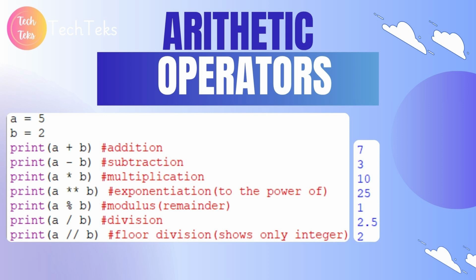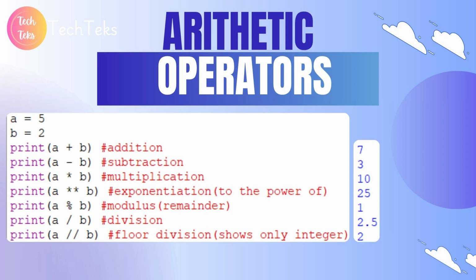And that gives me 10, and I can have A asterisk asterisk, a double one, B, and that is exponentiation. And that is basically A to the power of B. So that is 5 to the power of 2, and that gives me 25. Now we can have the modulus, and that is basically a remainder. So it basically does 5 divided by 2, and that is 2 and remains 1. So it gives me 1.